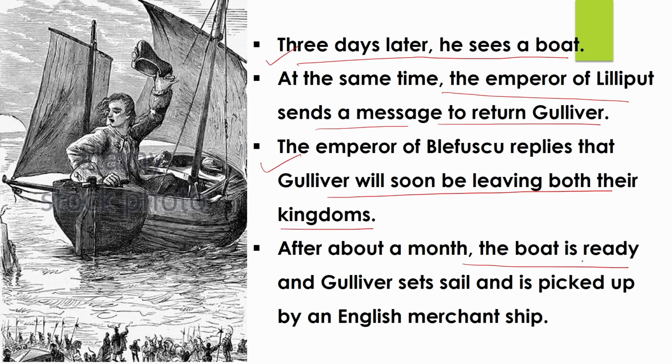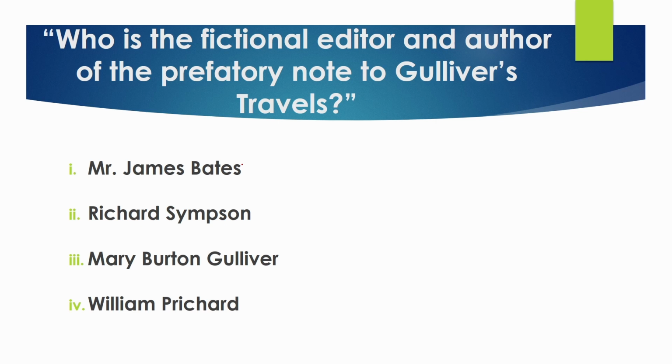After about a month, the boat is ready, and Gulliver sets sail and is picked up by an English merchant ship and returned to England, where he makes a good profit showing miniature farm animals that he carried away from Blefuscu in his pockets. Now let's get back to the question.